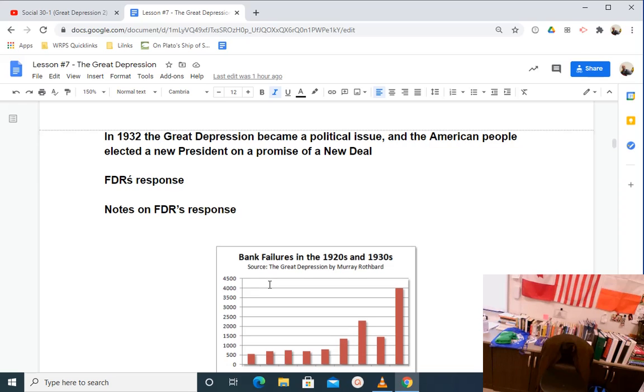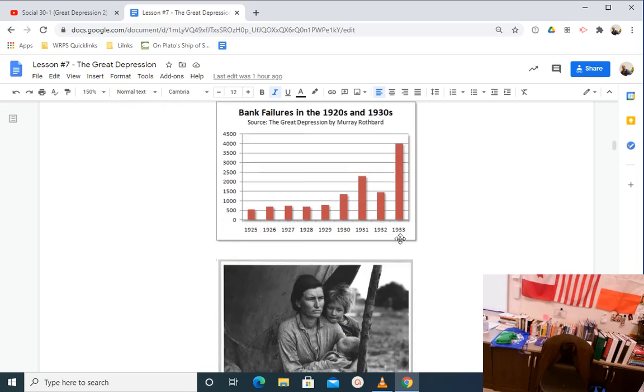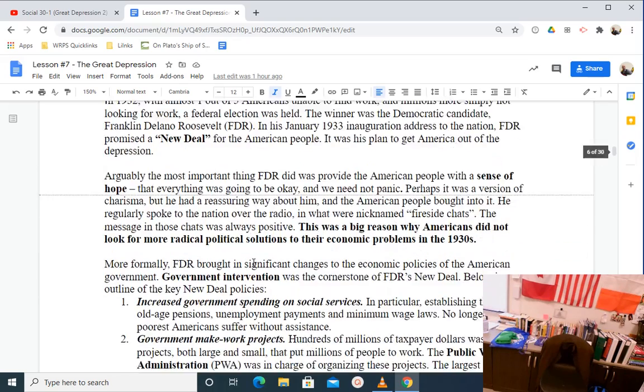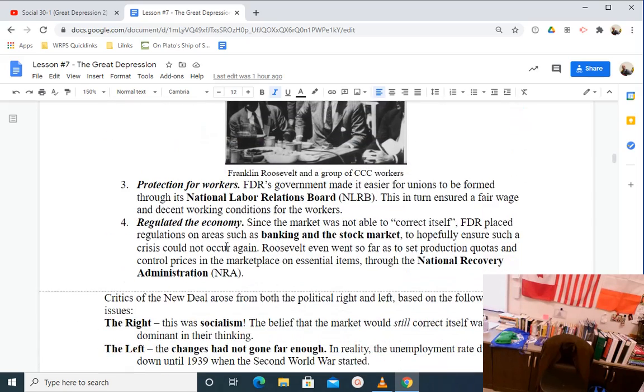So we got some sources here. This is a source that shows bank failures in America. And this is why they needed to respond with the banking holiday. This is the victims of the Great Depression, some of that photography. And we got some notes for you on the Great Depression, including some of the key alphabet agencies. So I put in some like the TVA, the PWA, the CCC. So you asked me which ones do you need to know? I've kind of highlighted the key ones for you.